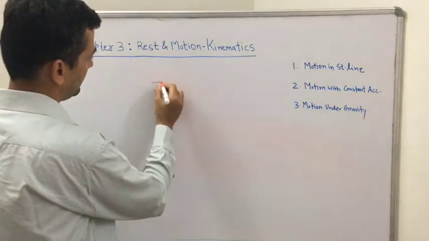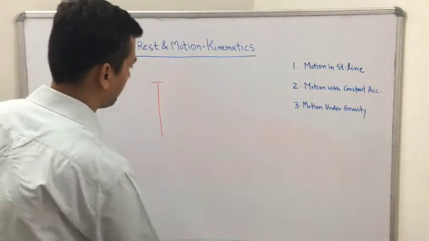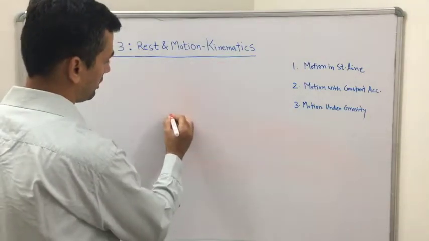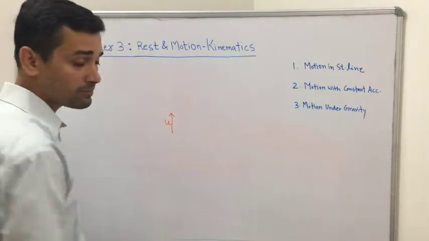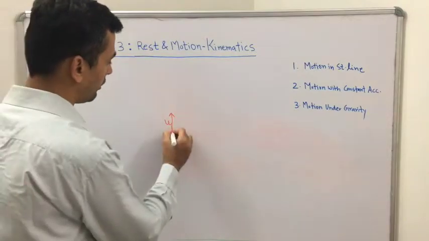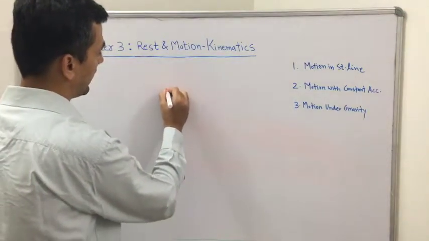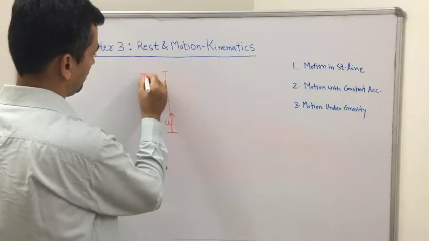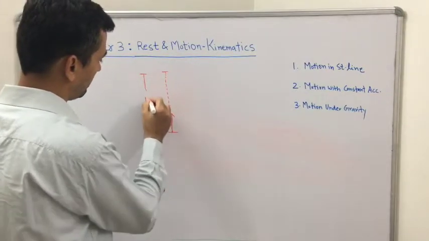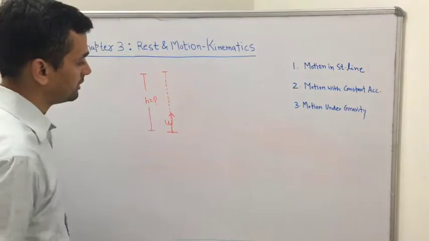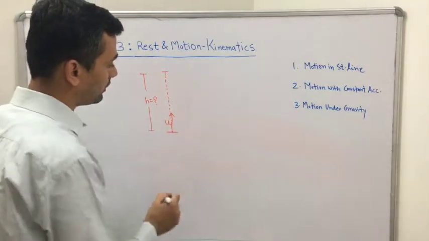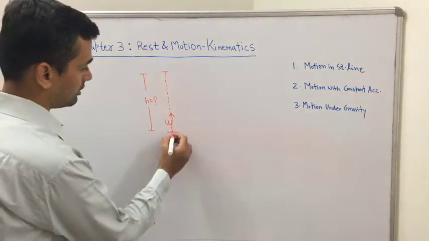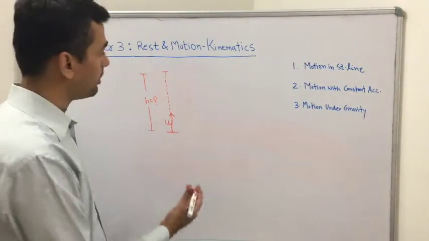Let us say a ball is thrown up with a velocity u. We need to find out what will be the height that it will go to. So we will draw a diagram of this problem. What will be the height? The only thing we are given is this velocity u. Now in this problem, how will I go about it?